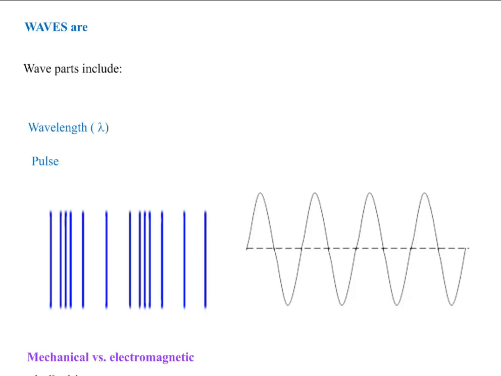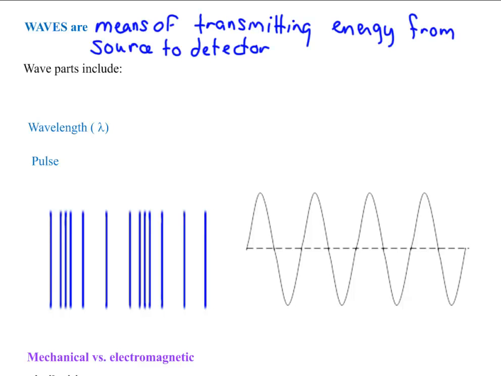So first of all, what are waves? Waves are the transmission of energy from the source to the detector. Just like for oscillations or vibrations, we have a variety of wave parts. We have amplitude, which is the same thing. We have period and frequency, which are also the same thing as in vibrations.